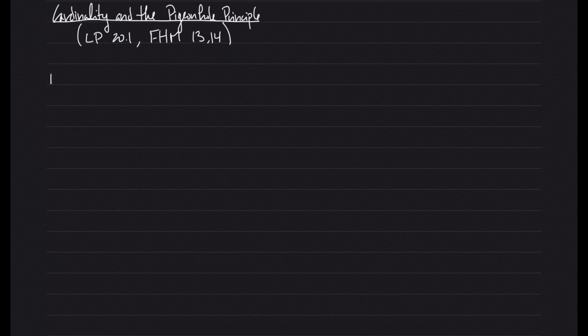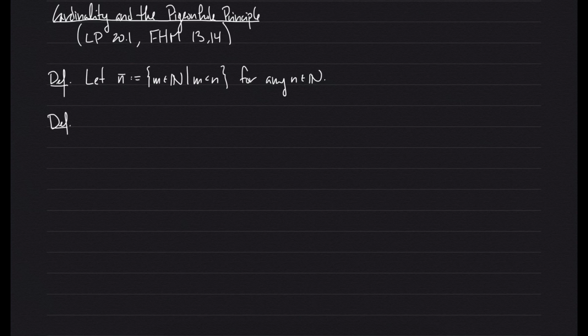Okay, so the first thing to know is our standard set of n elements. For any natural number n, we're going to let n bar be the set of all natural numbers m such that m is less than n. And we've seen this many times on the quizzes, but this is a definition in general. Now we're going to define what it means for a set to have n elements, which is just supposed to capture the intuition that I'm sure you already have.